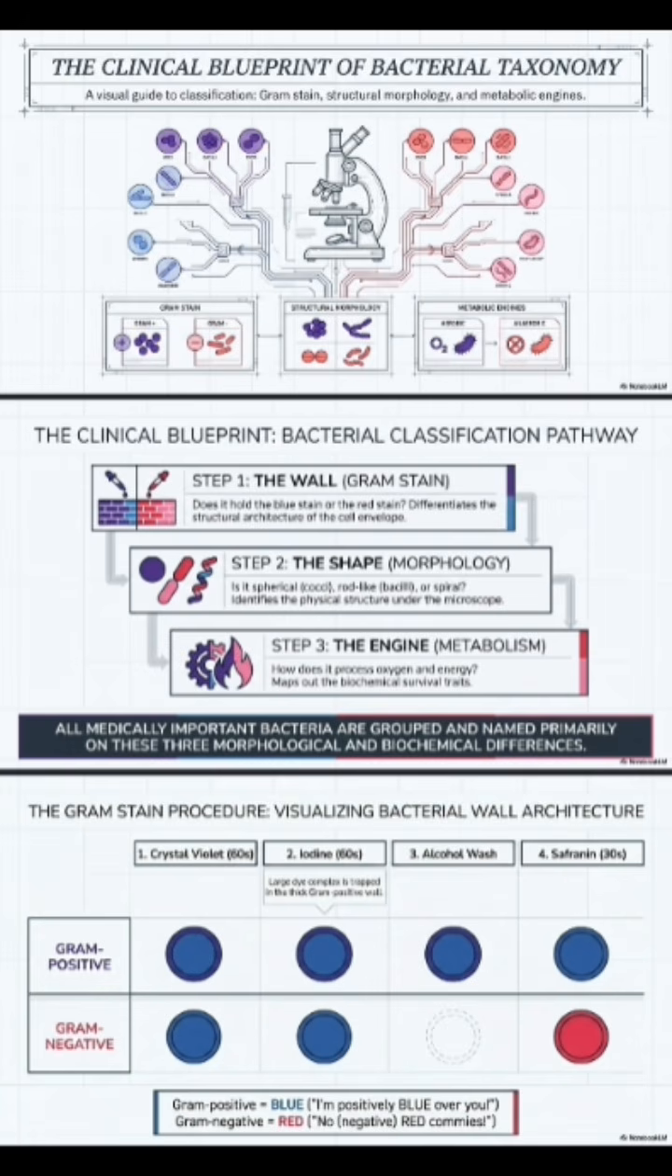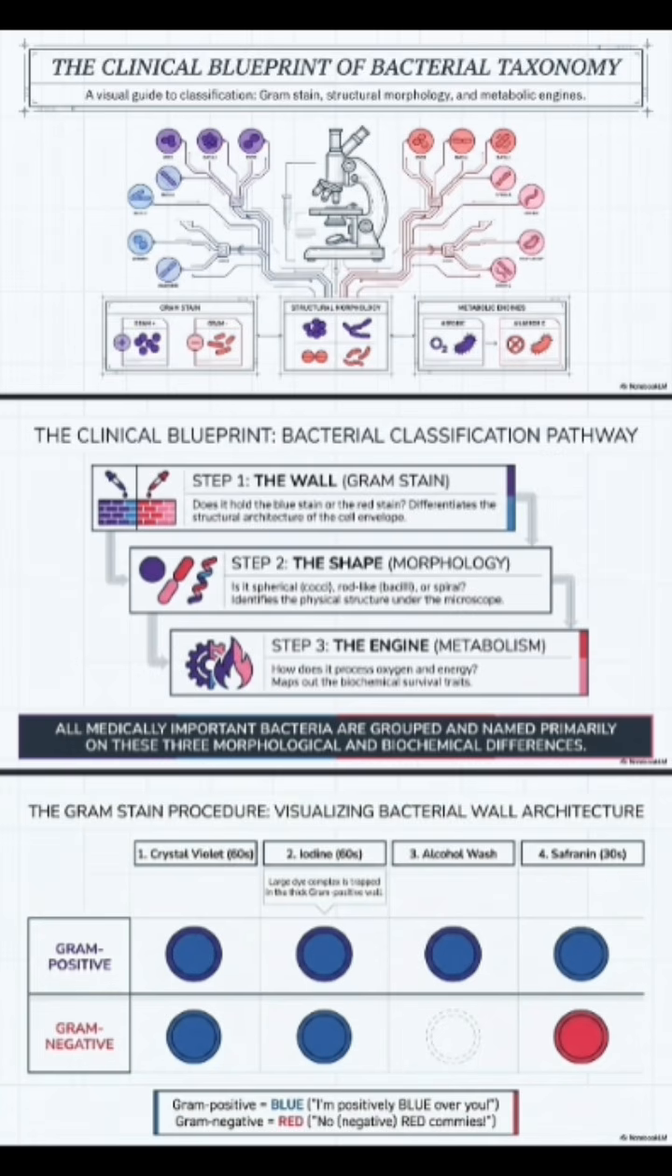Now the gram staining procedure has four steps. The first step is staining with crystal violet, which turns everything blue, both the gram positive and gram negative. Next, we add iodine, which will basically trap this blue staining in gram positive bacteria. And then we have alcohol wash. For gram negative bacteria, it will wash out the blue stain.